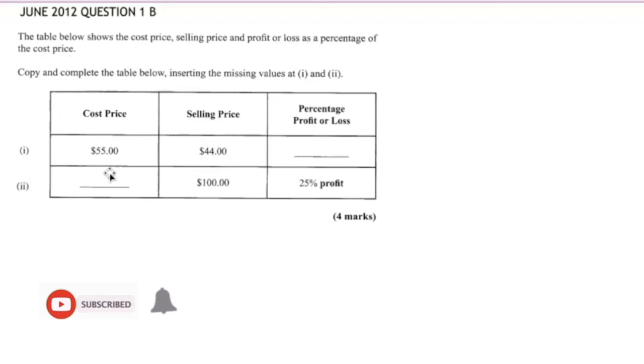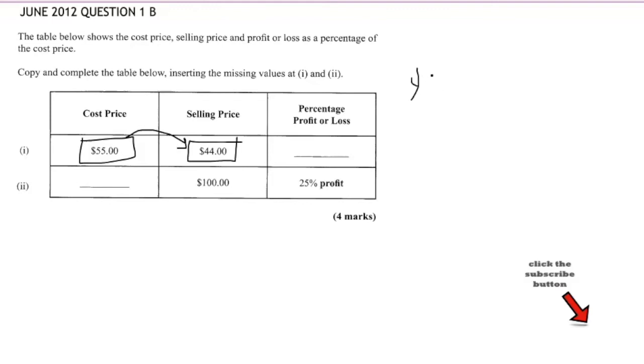Now, let us look at if this is a loss or is it a gain, which is profit. So for part one, I need to determine if it's a loss or is it a gain. If I have the cost price being $55 and the selling price being $44, I've lost because the item value is being reduced.